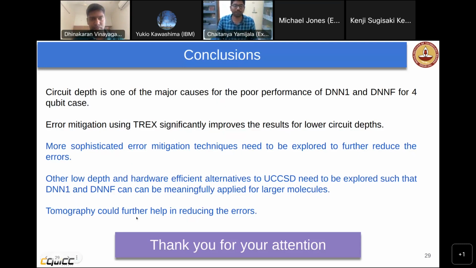Tomography is another thing that we are currently exploring in order to reduce the errors. That's all from my side. Thank you very much for your attention, and I would be happy to take any questions if you have.